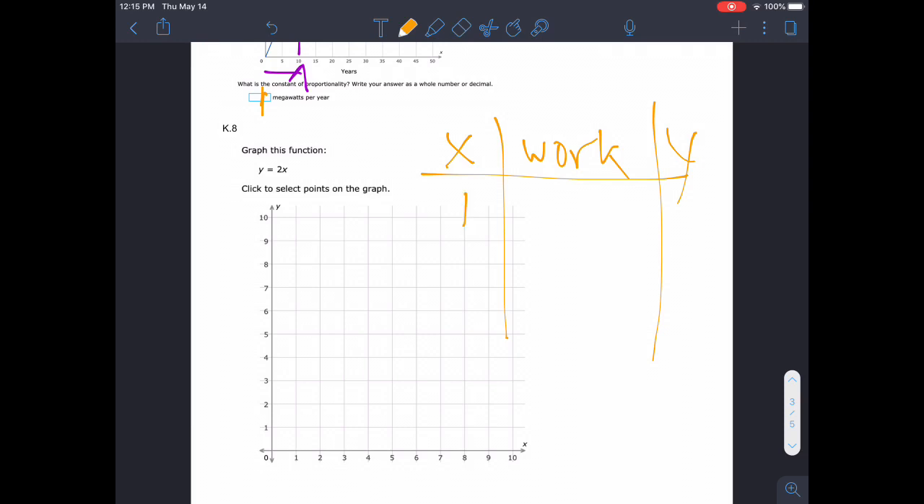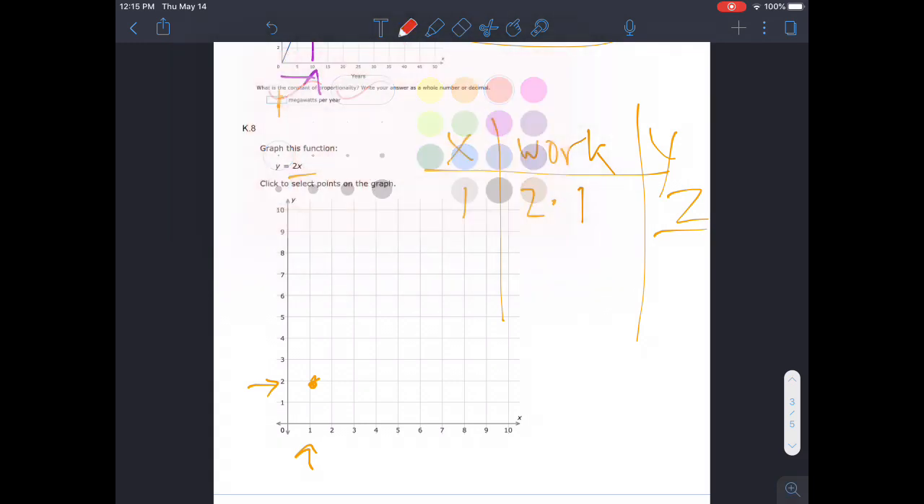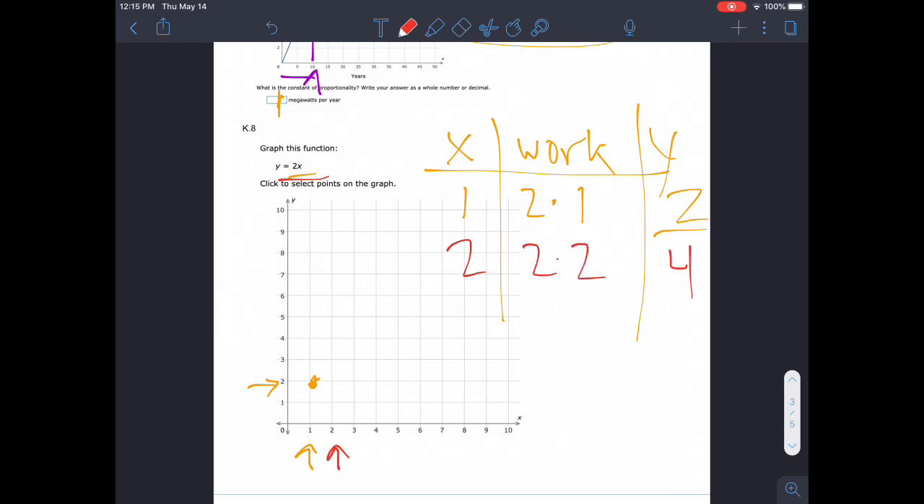So if x equals 1, that would be right here. Where am I going to put y? So I plug it in. 2 times x, which is 1, is going to be 2. There's 1 dot. Now I'm going to pick another number for x, like 2. Now I plug it in again right there. 2 times 2 gives us y, so that's 4. So where x is 2, y is 4. I put a dot. I'm going to pick one more number where x is 3. I'm going to plug it into my equation. 2 times 3 is 6.